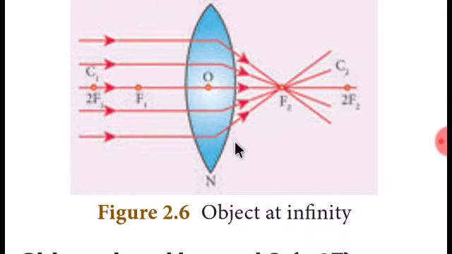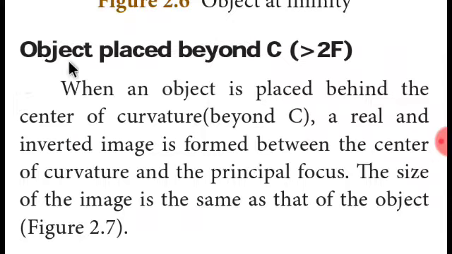Okay. Then the simple thing you need to remember is, if the incident ray or the object is placed at infinity from the lens, then the image of the object is going to meet at the principal focus, and the size of the image is very small. That's all. Second one, object placed beyond C.